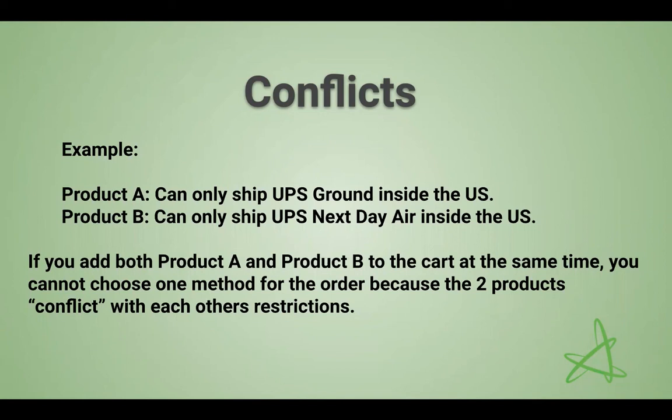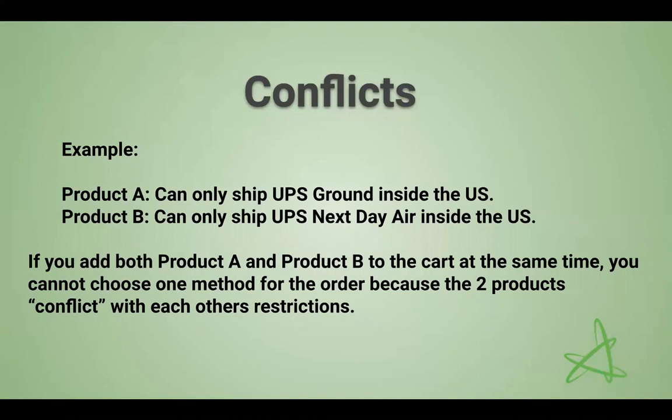So you can see what would happen if I added both of these items to my cart. The system's going to go, well, this product can only go this way, this other product can only go the other way. Which one do I pick? I can't make them both go ground because product B can't do that. I can't make them both go air because product A can't go air, right?